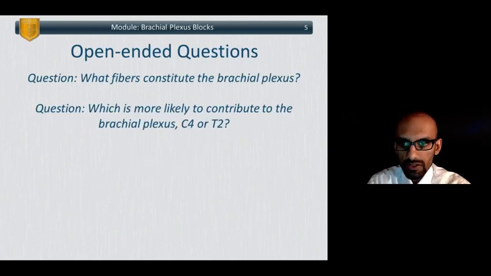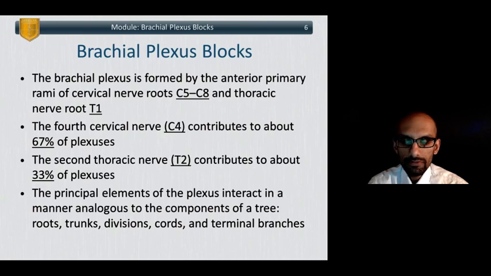So which fibers constitute the brachial plexus? You should definitely know this. This is from C5 to T1. And oftentimes there's variability here. You can get contributions from C4 or T2. C4 contributes 2/3 of the time, and T2 contributes 1/3 of the time. Okay, so again, C5 to C8 are the fibers that constitute the brachial plexus, including T1, and C4, 67% of the time, contributes as well. T2 contributes 33% of the time.